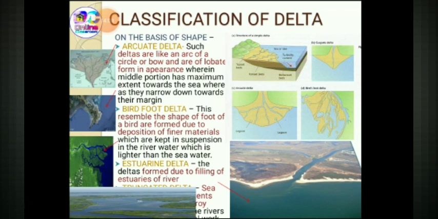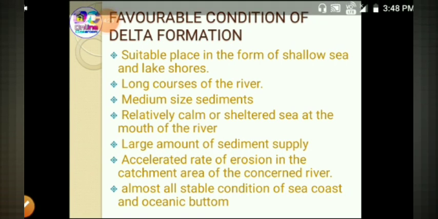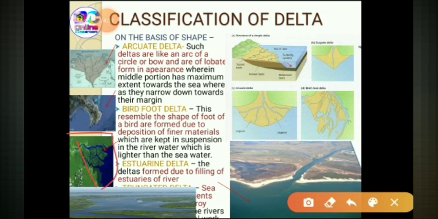Bird foot delta. As the name suggests, the delta will have its imprint as a bird foot. It will have the shape of the foot of a bird, which helps in the deposition of the finer materials. If we look at this, it has a deposition of finer material. If we look at the delta, it's basically a triangular shape, but it has an imprint of the foot of a bird, so it is known as a bird foot delta.